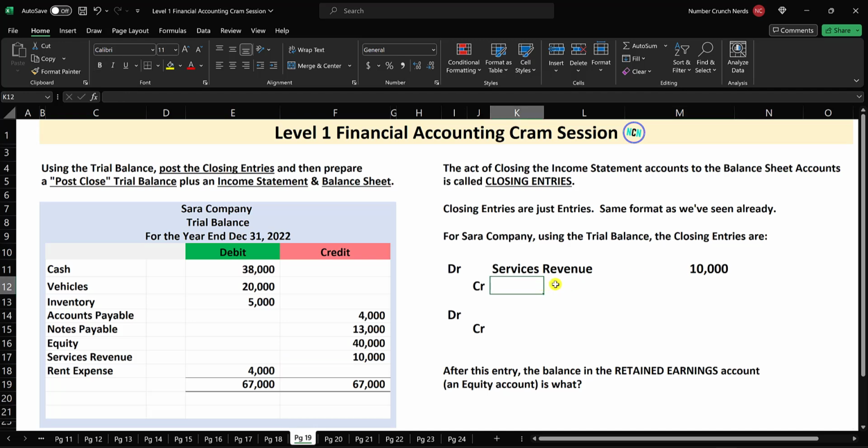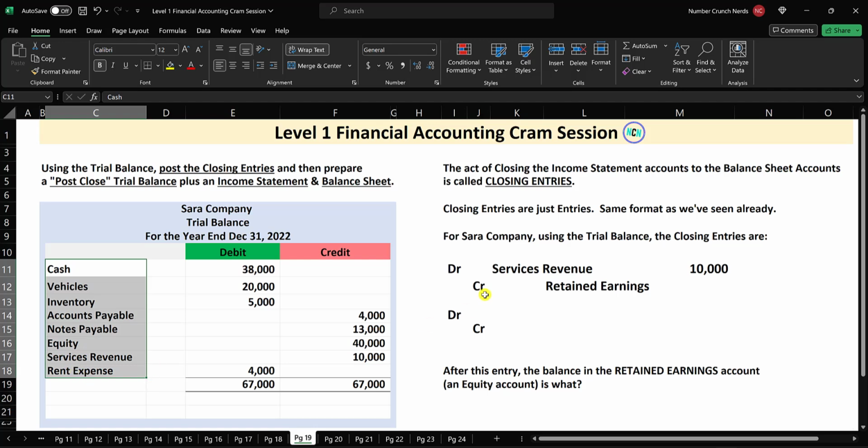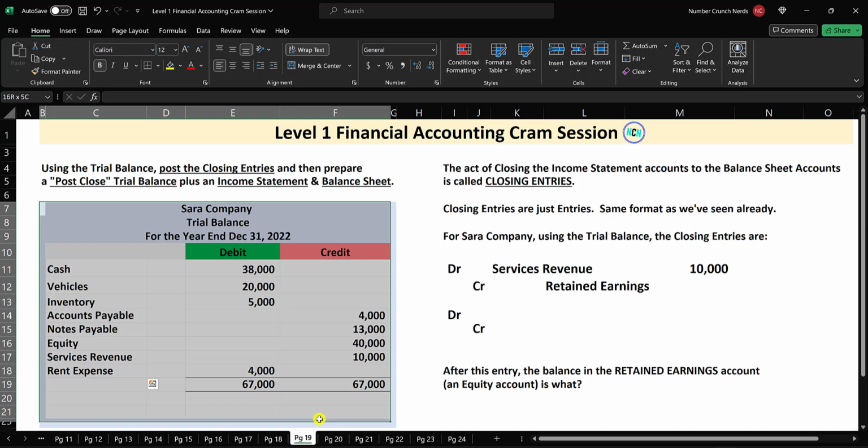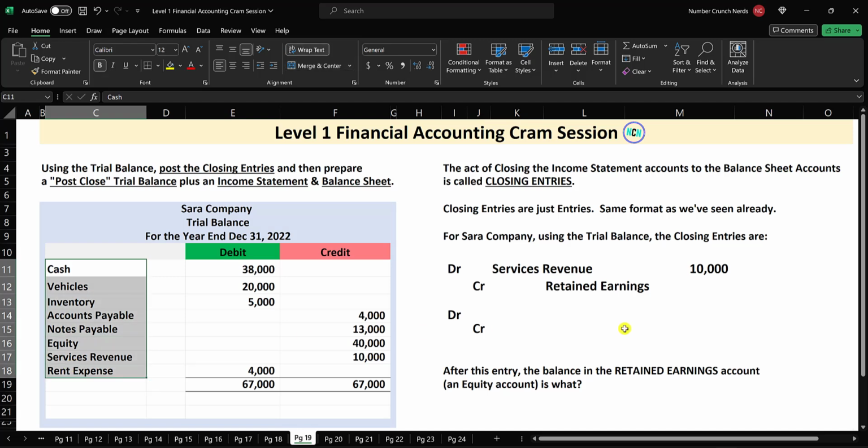What is the other side of this entry? The balance sheet account. We saw it on the previous slide. It's going to be called retained earnings. This is a balance sheet account. It's not on the trial balance yet, but we're going to put it on the trial balance in a minute. The reason it's not on the trial balance right now is because we're assuming this is the first year of this company. Okay, there's nothing been accumulated yet. That's why there's no account with a balance in it yet.